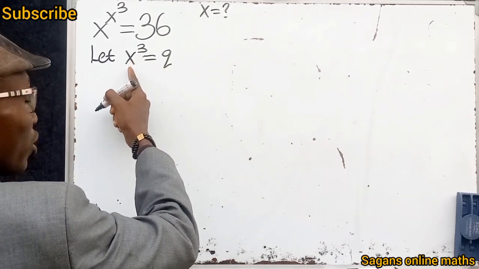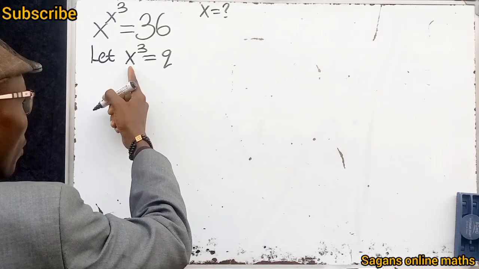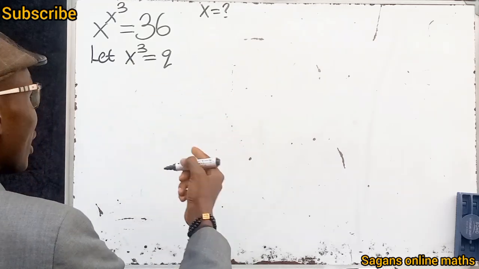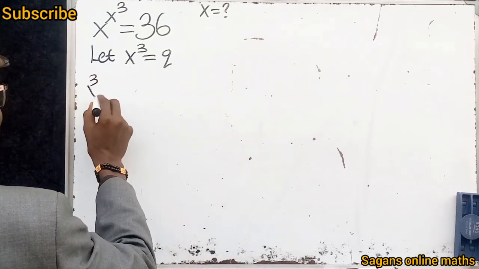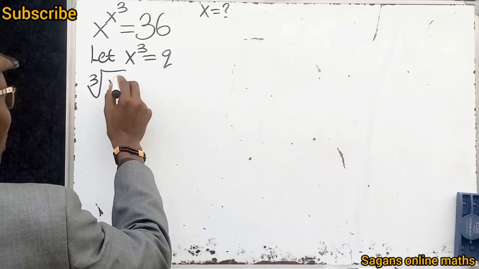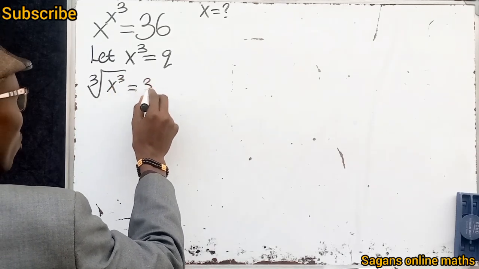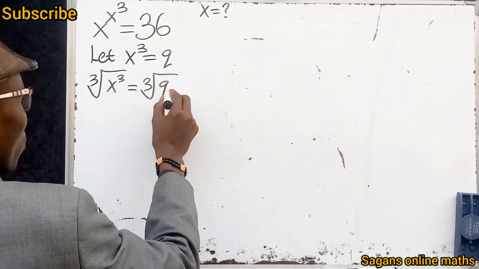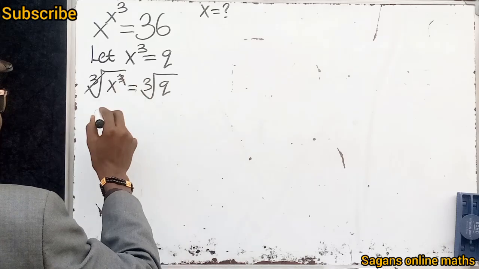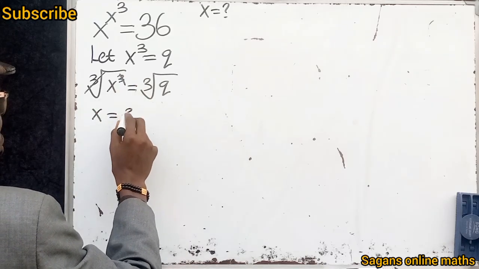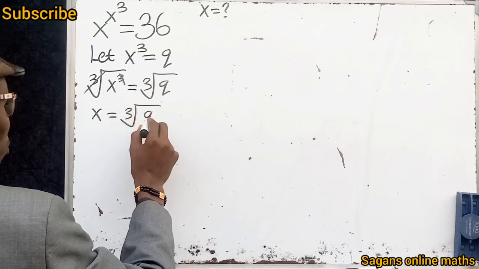But we are going to make s the subject of the formula. For us to make s the subject of the formula, I have to take the cube root of both sides. That means the cube root of s to the power of 3 is equal to the cube root of Q. Now this will cancel out this. Now we say that our s is equal to the cube root of Q.